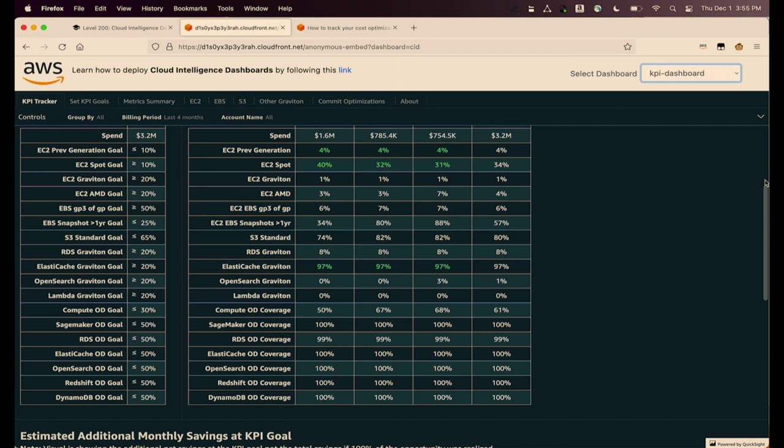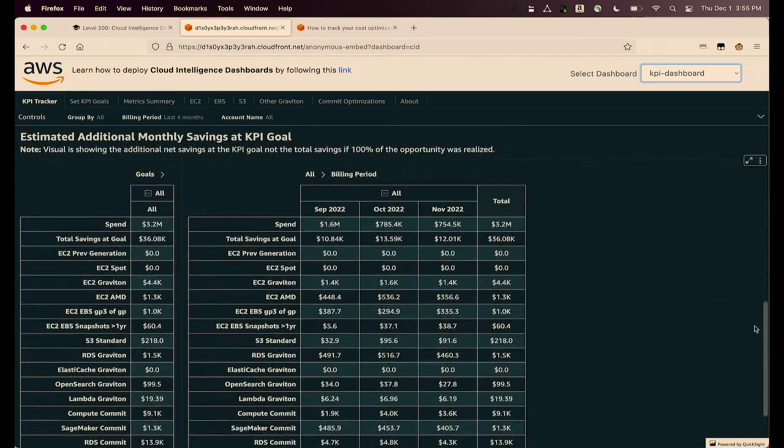So things like, what percentage of your spend is on previous generation instances? What percentage of your spend is on Spot, on Graviton, on demand? What percentage of your spend is on old snapshots, GP2 volume types, those kinds of things? This is going to give me a really good insight into where I sit. Am I green? What's my organization doing? Look, I've got 1% of my spend on Graviton, 40% of my spend on Spot, that's why it's green, because it's good, and I've got 4% spent on previous generation instances. So I'm doing pretty well here, but there's a lot more room for improvement. In fact, I can see what my potential savings would be if I met these goals.